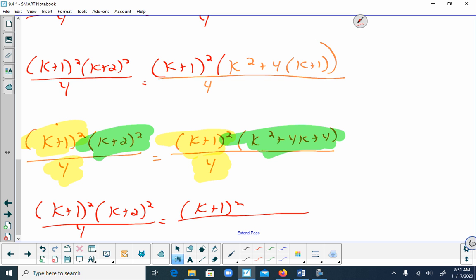And then this can be FOILed or factored as k times k. The 4 factors as 2 and 2, plus and plus. So that'll be k plus 2 squared. So I've made the left side look like the right side, so I am good. Okay, one more.